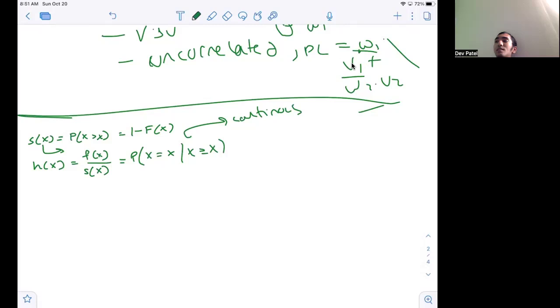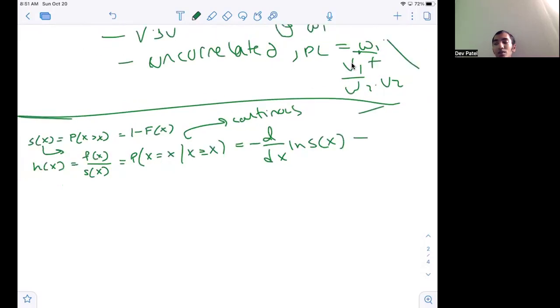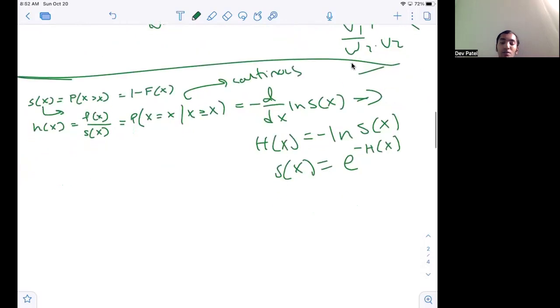And let's see, so that's that. Another way you can write this is the negative derivative of the natural log of S of x, or of the survival function. Another way you can write this is the cumulative hazard function is equal to the negative natural log of S of x, and then the survival function equals e to the negative cumulative hazard function. So these are the relationships that it's critical for you to know.